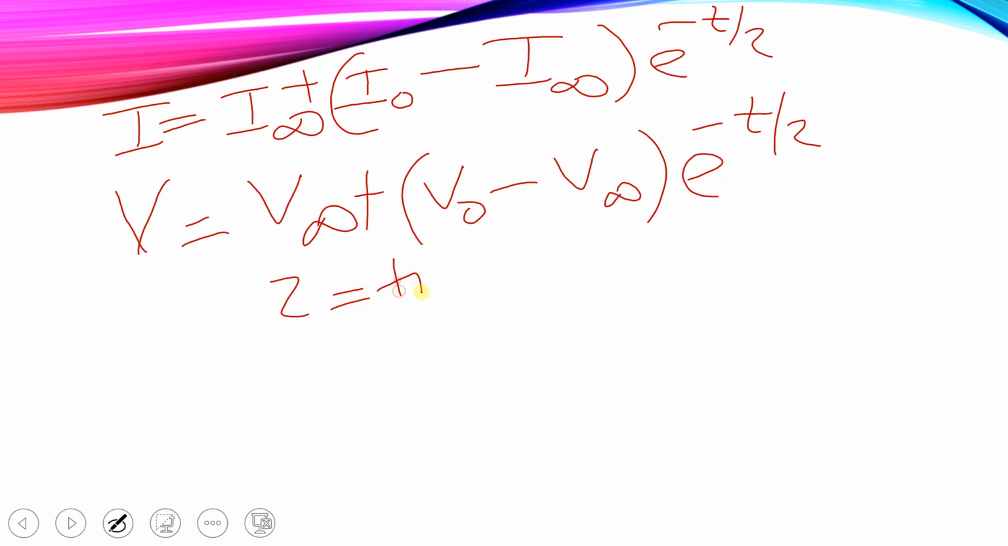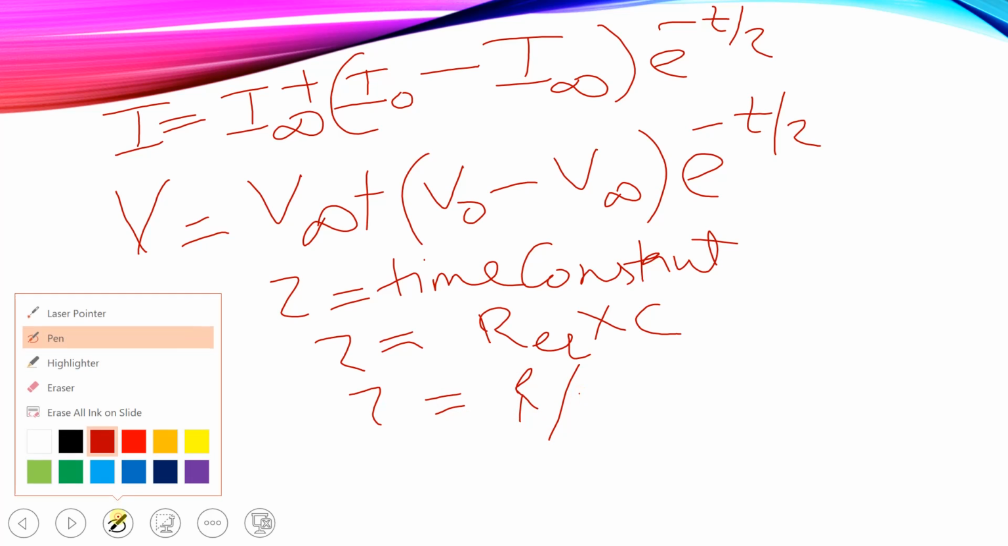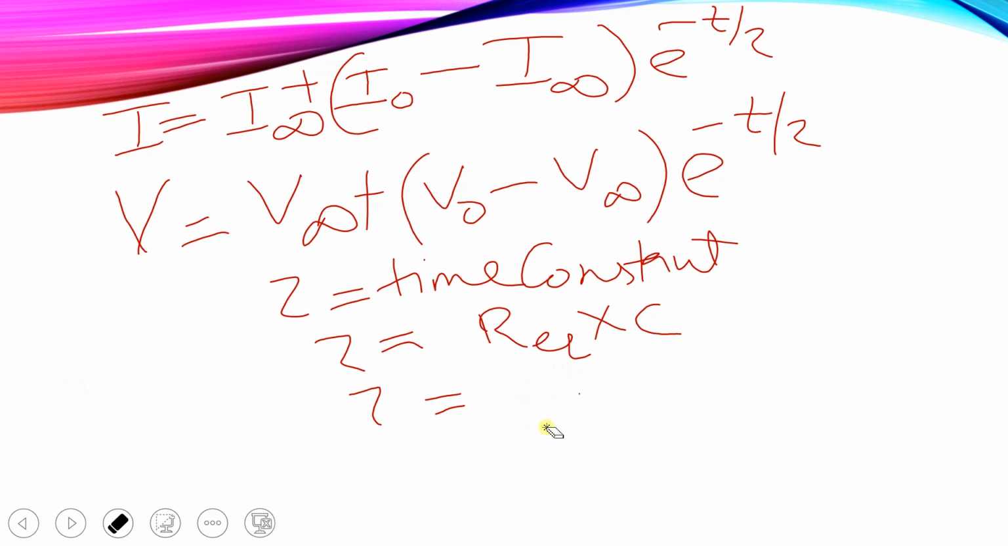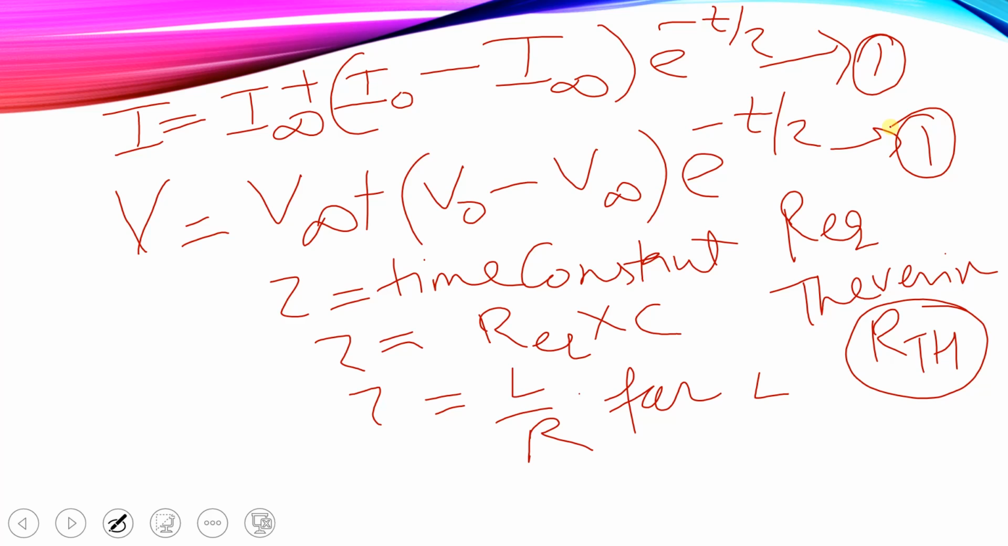And tau is the time constant, and it is tau equal to R equivalent into C for capacitor, and tau is equal to L by R for inductance. If more than one resistance is given, then we find R equivalent by finding the Thevenin resistance, that is RTH. So this is the first one, this is the second, these are the values of tau.